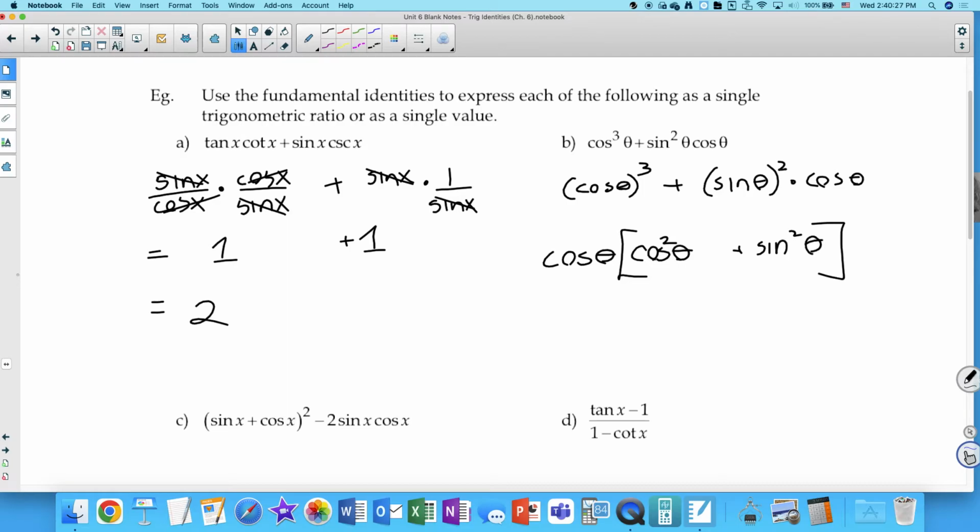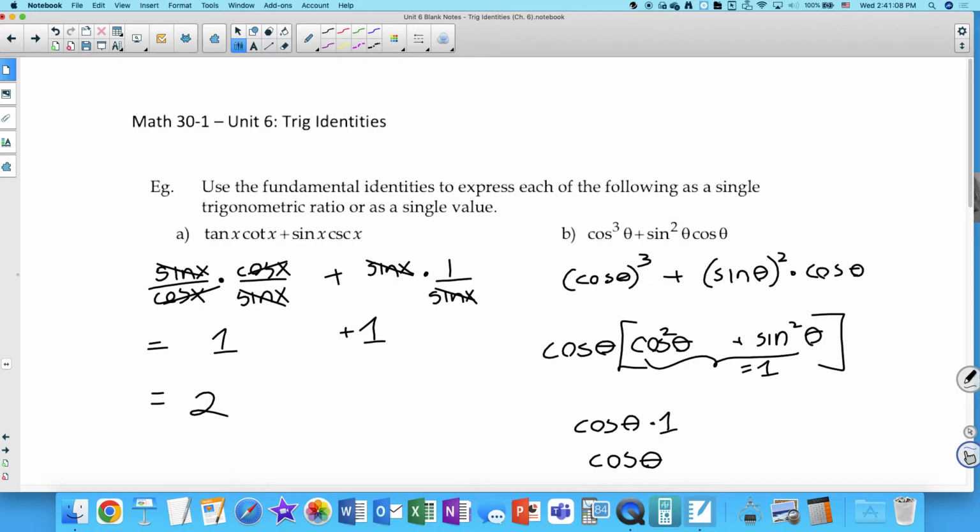Now, how does that help me write this as a single trig ratio? Is there anything that I can replace or substitute? Yes. Cosine squared theta plus sine squared theta equals 1. So this is cosine theta times 1, which is just cosine theta. Why is it equal to 1? It's the Pythagorean identity.